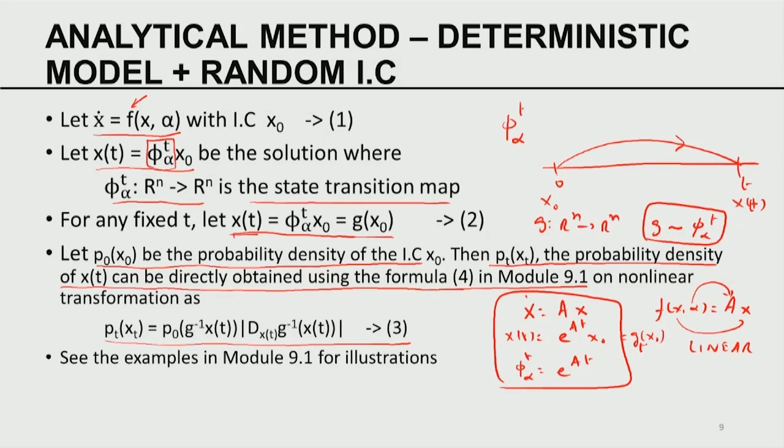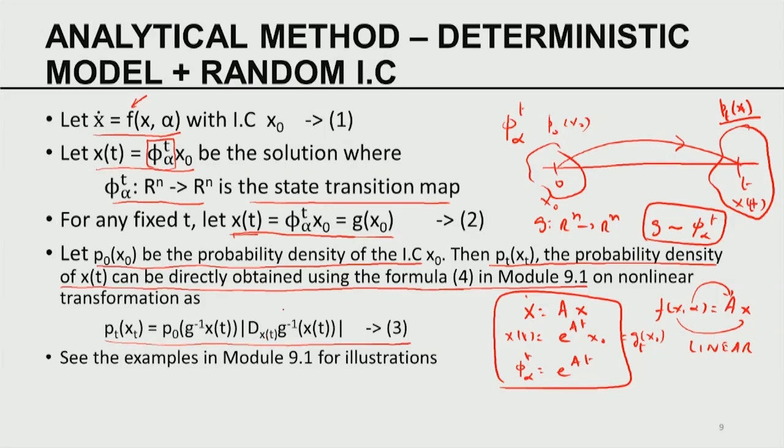So, now let us consider the relation. Suppose the initial condition is random with a probability density p naught of x naught. What is the probability density p of x of t, the state of the system at time t? It is a simple exercise in probability theory. It is simply transformation of random variables. G is the function that leads to the transformation. So, I can express the density at time t in terms of the density at time 0 times a multiplying factor. That is the magnification factor.